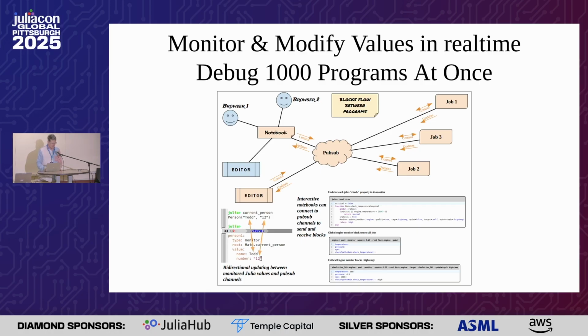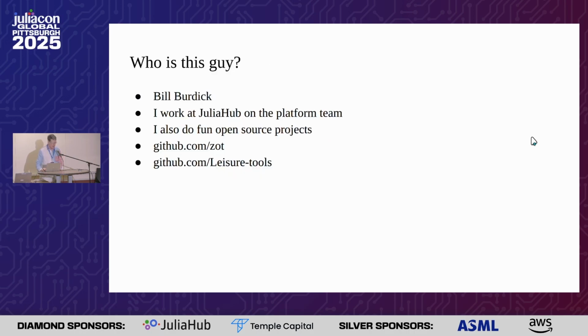Okay, so this is the block diagram. That's a little noisy, but hopefully it'll be better. So, as Avik said, I work at Julia Hub. I do some fun open source projects. My handle on GitHub is Zot. This is part of a little organization on GitHub that I made called Leisure Tools that I've been working on since 2011, I think.